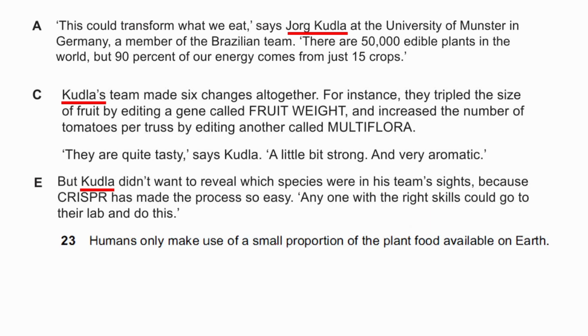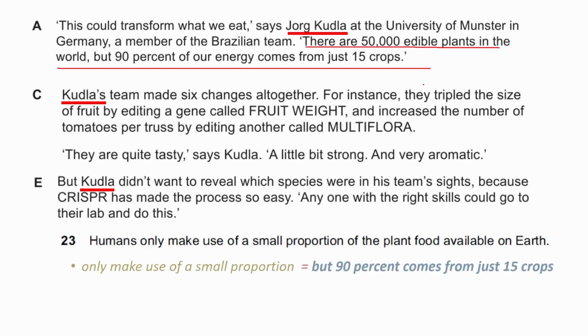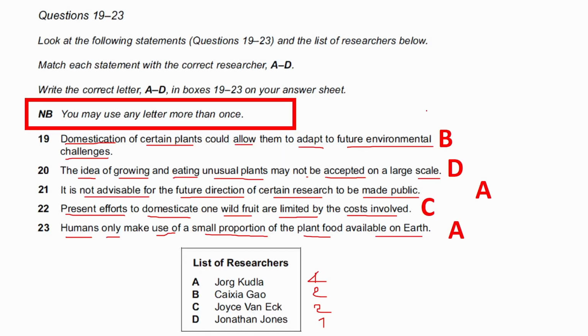And the last one, humans only make use of a small proportion of the plant food available on Earth. We have this exactly in paragraph A. Only make use of a small proportion. In the text we have there are many edible plants, but 90% comes from just 15 crops. So we were right about those numbers as well.